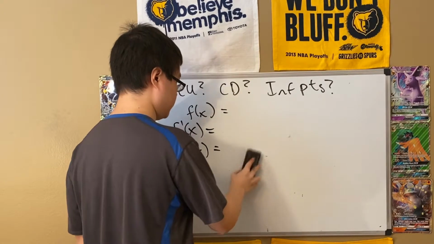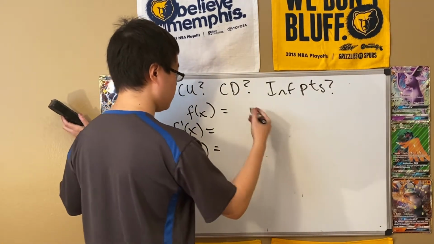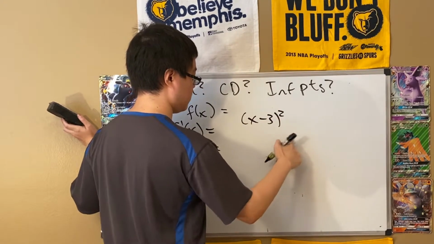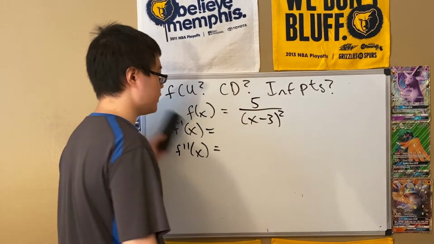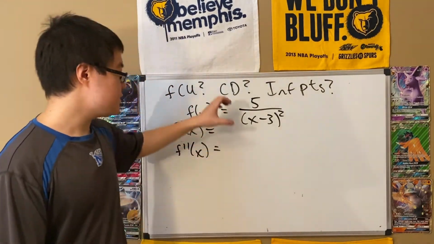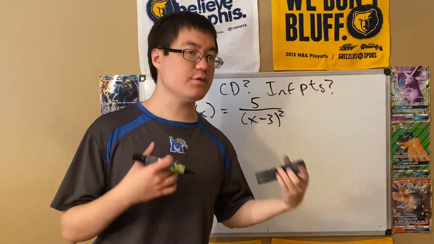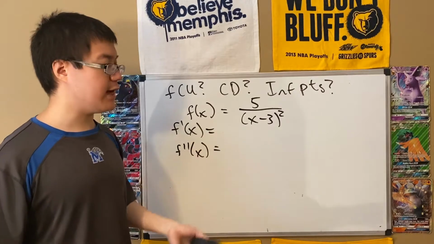What should we do? Let's do the function 5 over x minus 3 squared, with a 5 on top. I'm mainly doing this question just to practice derivatives. So the first instinct, for concave up or down, is to take two derivatives. The one thing you don't want to do in this question is the quotient rule. That would make it look really, really nasty.